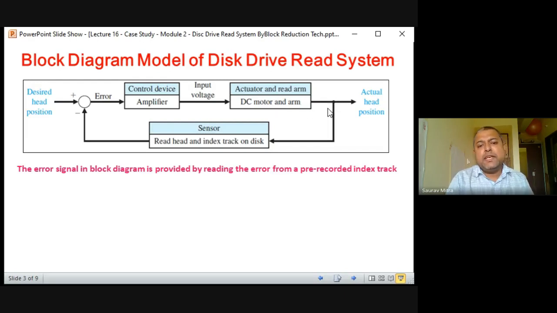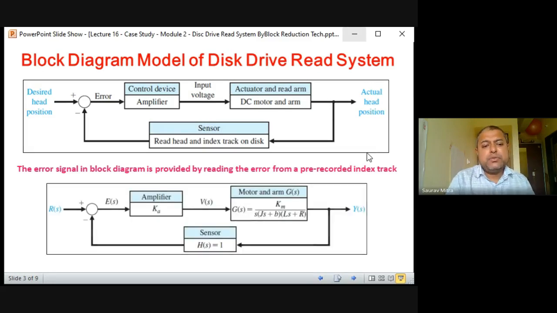Okay, so the output of the actual arm is coming at the actual head position. Now, if we want to show it by means of a parameter, then how exactly does it look? So the sensor is taken as 1. I told you that the feedback is taking 100%, so Hs is taken as 1. This is the feedback signal. KA is the amplifier gain. So whatever error signal is coming gets multiplied with KA.